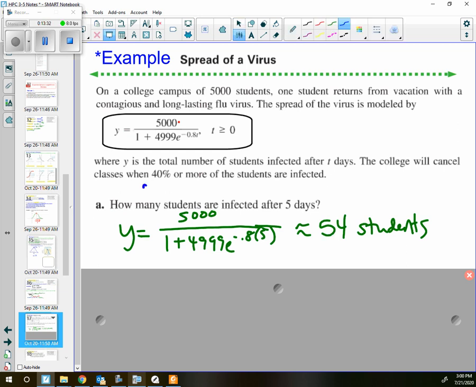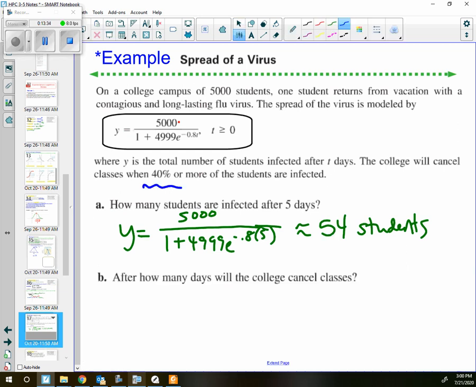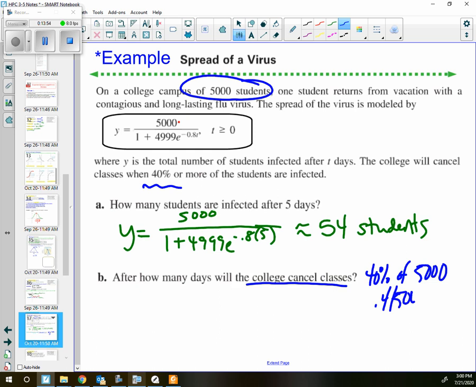Now, let's talk about the canceling classes part. It's growing pretty rapidly. After how many days will the college cancel classes? Well, that'll be when 40% or more of the student body are infected. So if you have a campus of 5,000 students, we need to figure out what that threshold is. What's 40% of 5,000? It would be about 2,000 students.